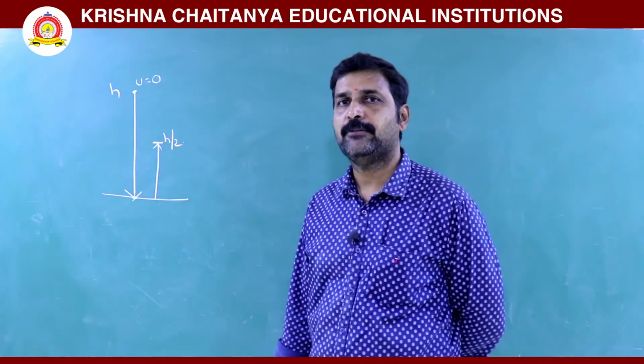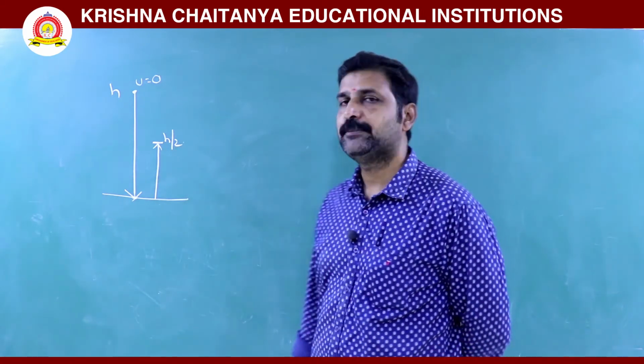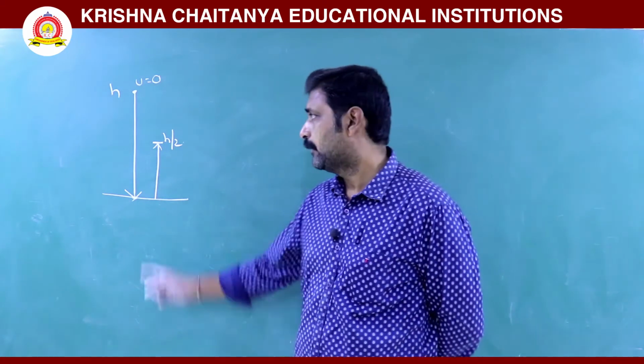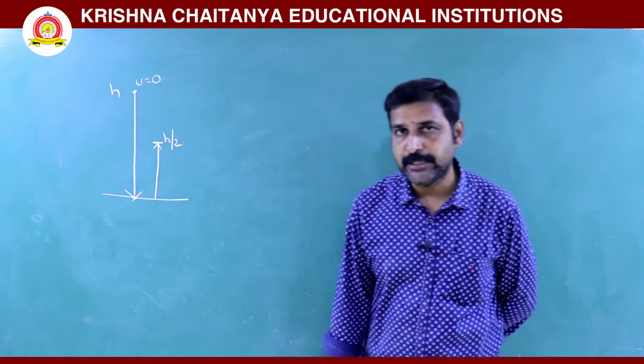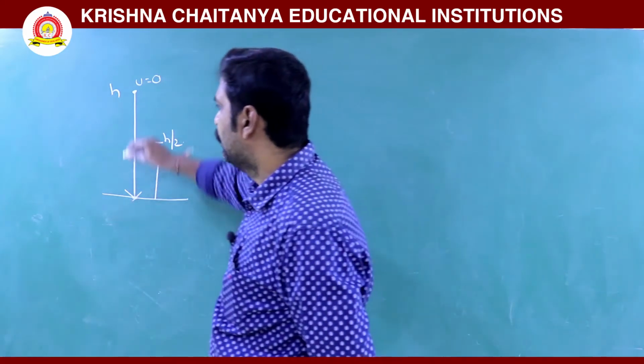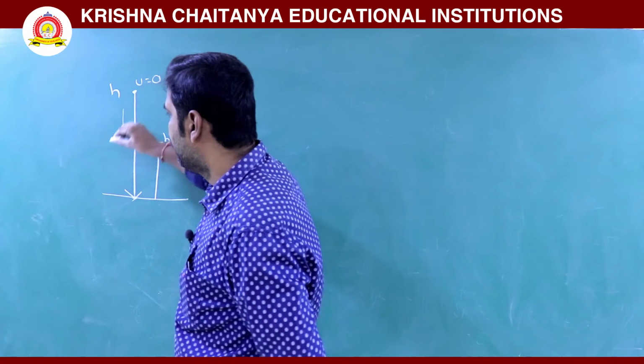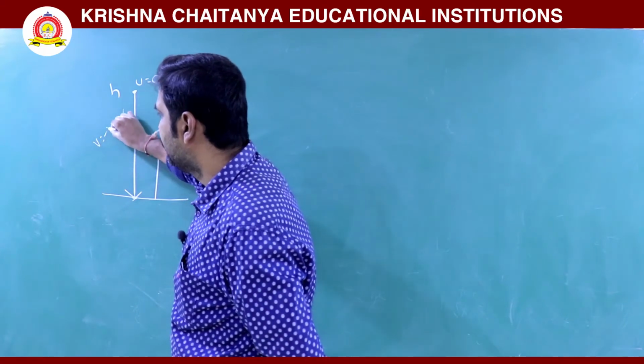Then you are asked to draw the velocity time graph and the velocity displacement graph. First of all, when it is falling down, remember velocity is negative.